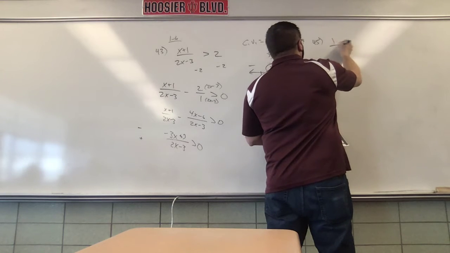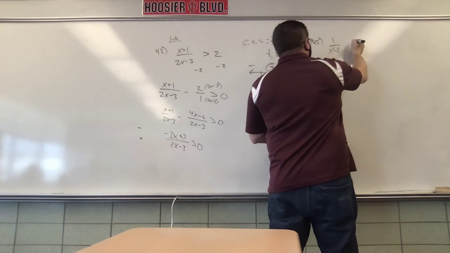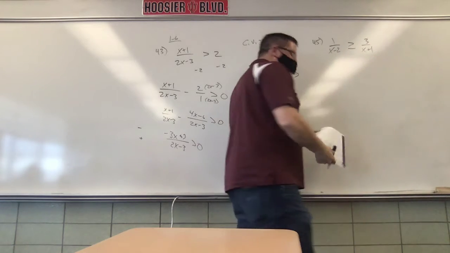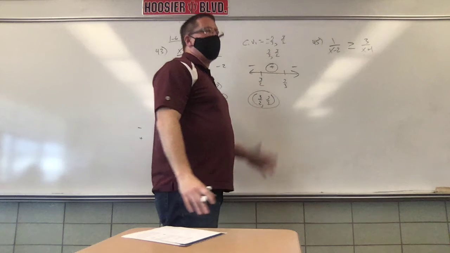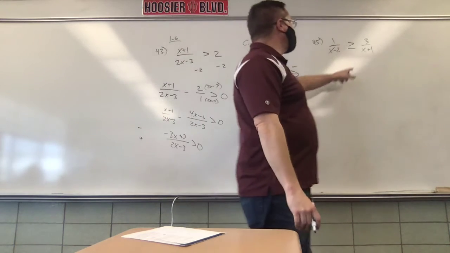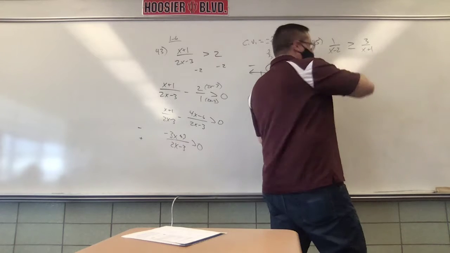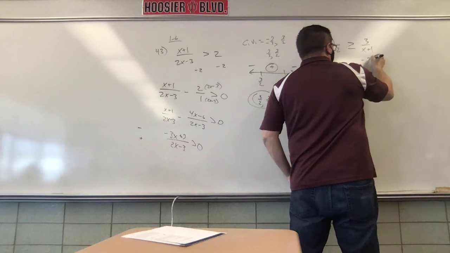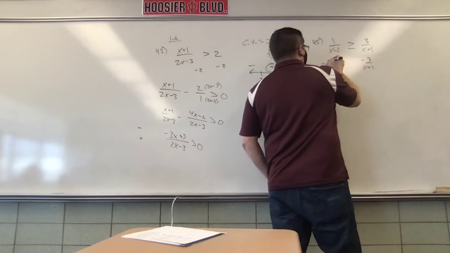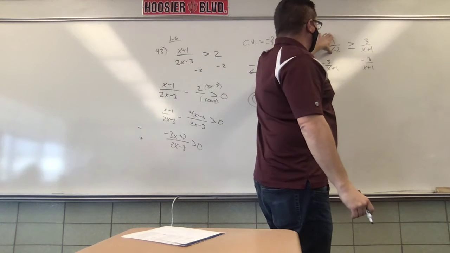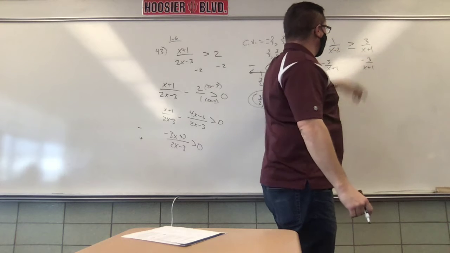We have 1 over x minus 2 is bigger than or equal to 3 over x plus 1. We have to have 0 on one side, and it doesn't matter which side's 0. So I need to get rid of this 3 over x plus 1. Again, I wouldn't write any of this yet. I'm going to subtract 3 over x plus 1. So rather than write all this out, write this, subtract that, bigger than 0.